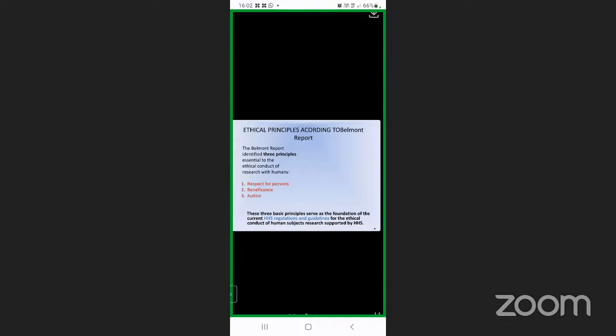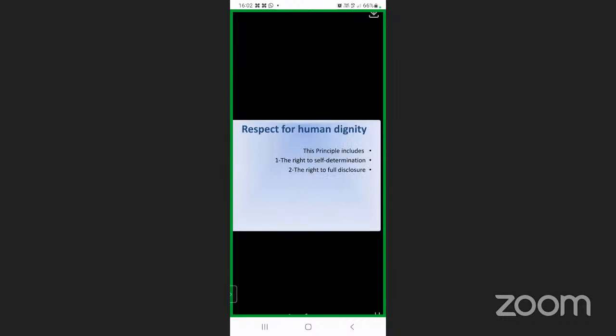Then, the three basic principles serve as the foundation of current HHS regulation and guidelines for ethical conduct of human subjects. So respect for human dignity, in that the principle includes the right to self-determination and the right to full disclosure.